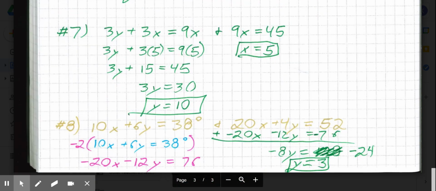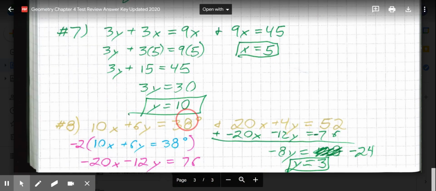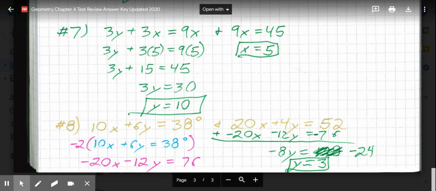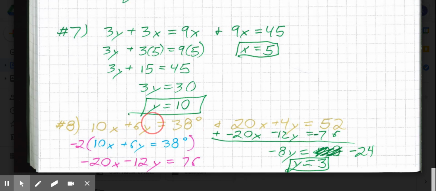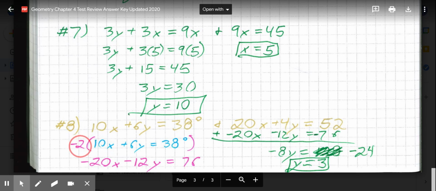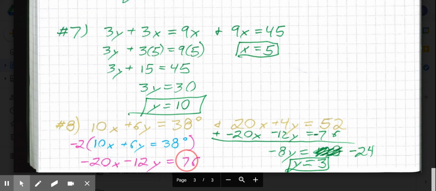So my setups for number 8 would be the 10x plus 6y equals 38 to start, and the 20x plus 4y equals 52. Now what I want to do is to multiply one of these two top equations by a number to make one of the variables cancel when I add the two equations. So I'm going to take the 10x plus 6y equals 38, and multiply everything by -2. So that becomes negative 20x minus 12y equals, and that should be a negative 76. So put a negative in front of that 76.